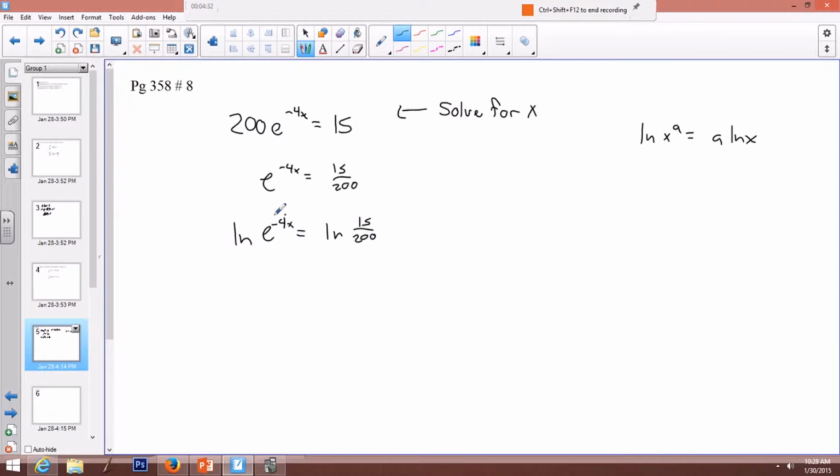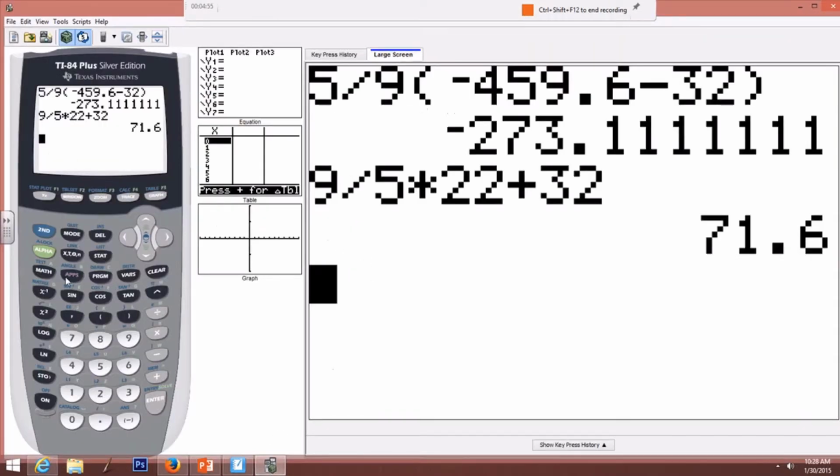And then I can bring this down in front, and that'll give me negative 4x times the ln of e, which we know to be just 1, equals the ln of 15 over 200. Divide both sides by negative 4, and we've got x equals this expression, and you're just going to grab a calculator for that.